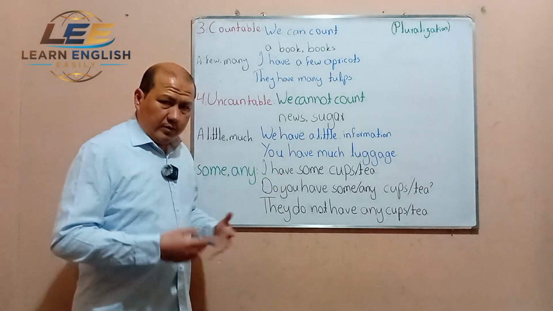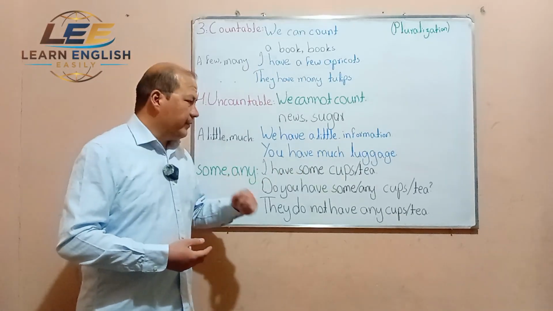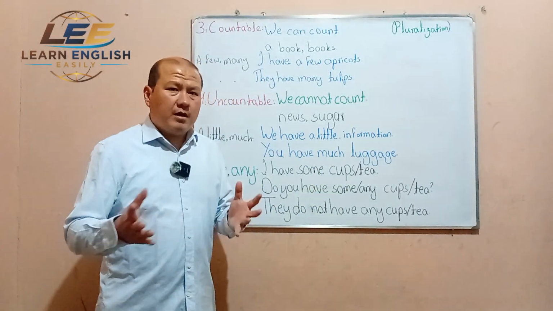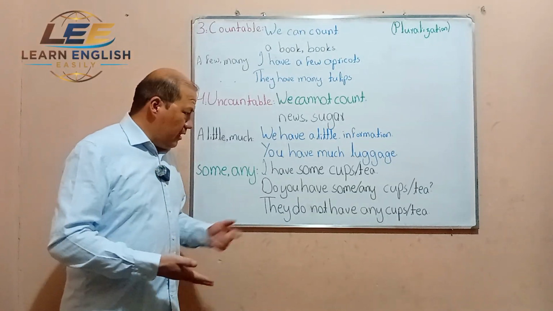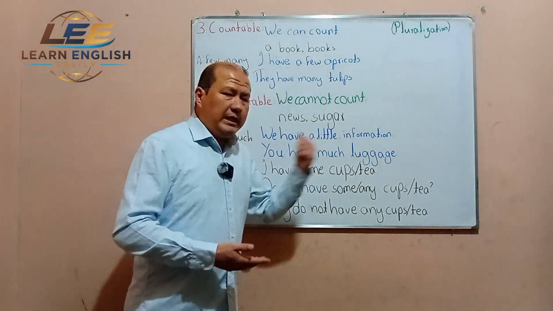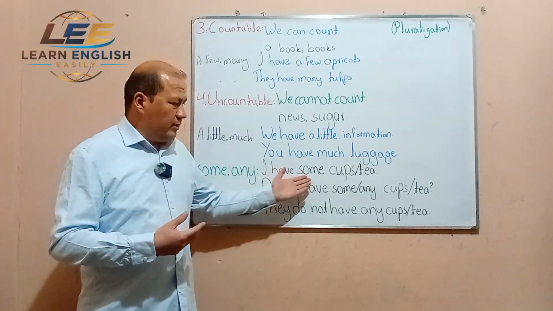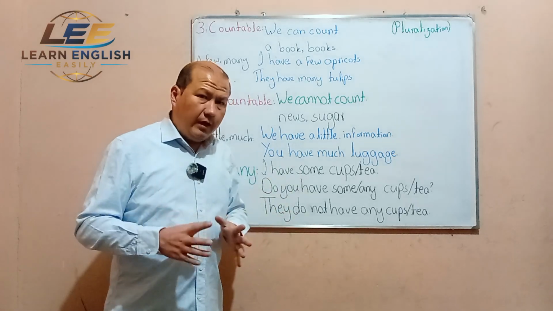I have, so it is a positive sentence. Positive sentence we use some. I have some cups. Cups, it is countable. I have used what? Some. I can also say I have some tea. Now, tea is uncountable, but again, I'm using what? Some. So I can use some with both countable and uncountable nouns.